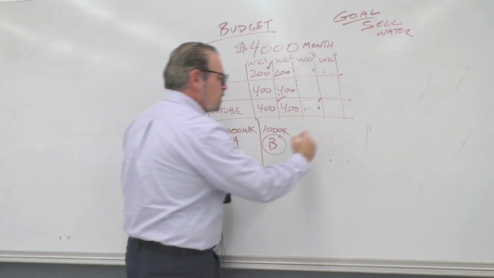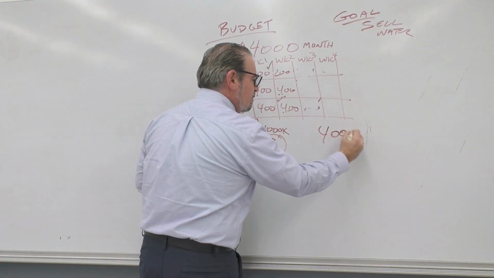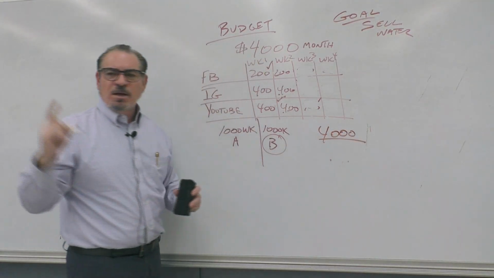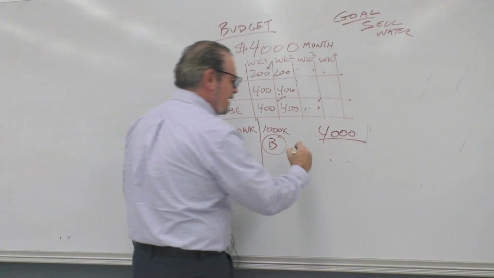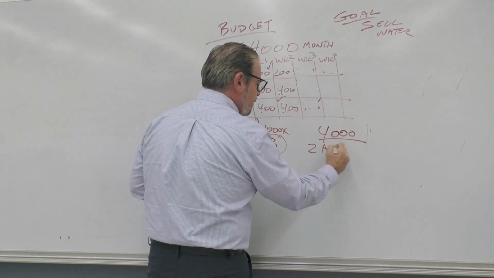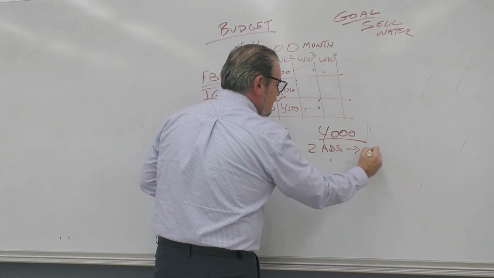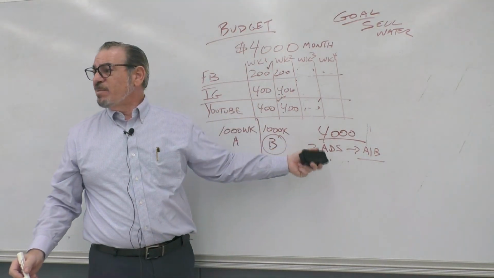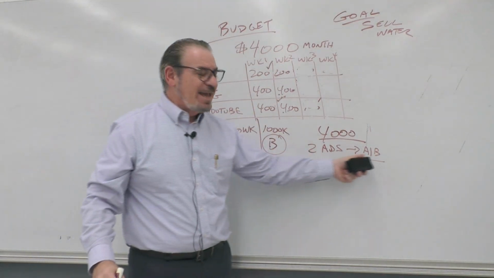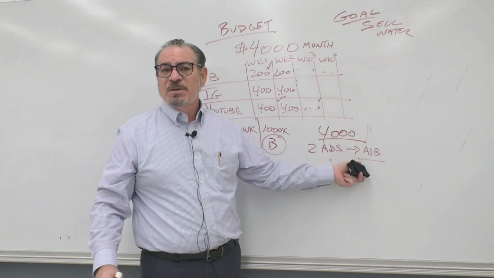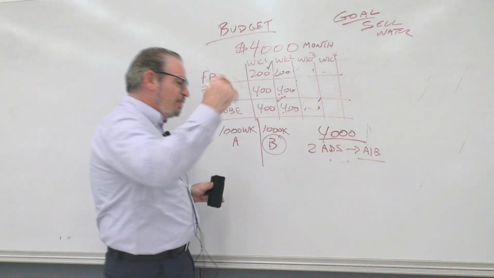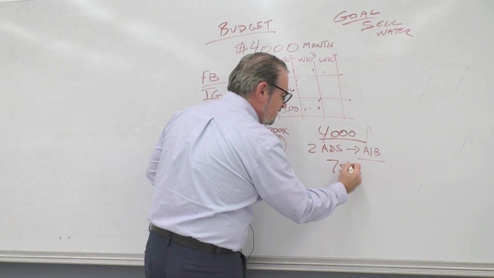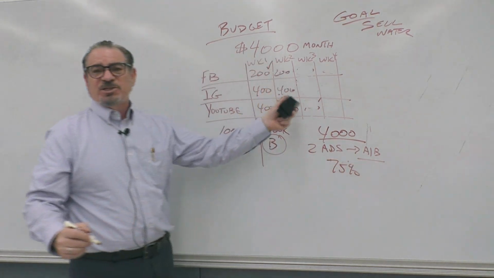So here's the idea. Let's say I have $4,000 a month. The first thing you should do is create 2 ads, right? That's called A/B testing. Spend 25% of the budget to test which ad is going to perform better in which channel. And then come back and spend the other 75% of the budget in the other channels.